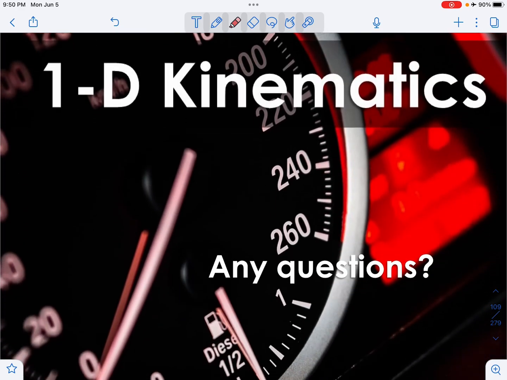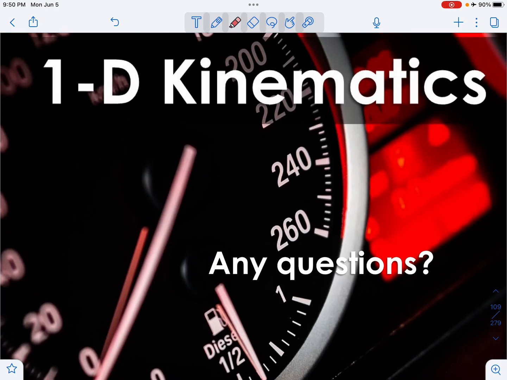And that is the end of our position time graph lesson. It was a long one.